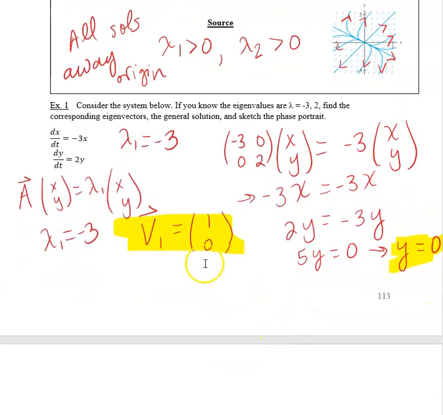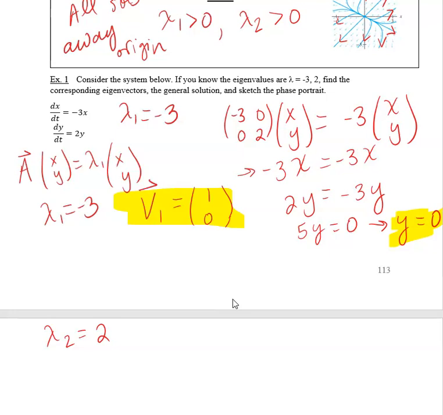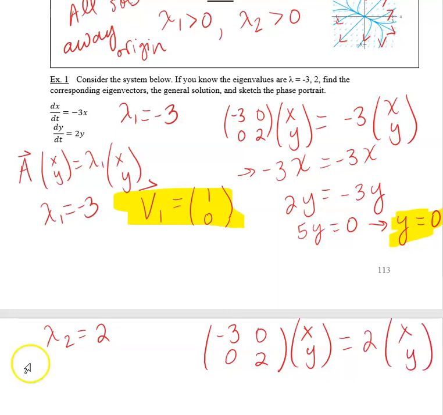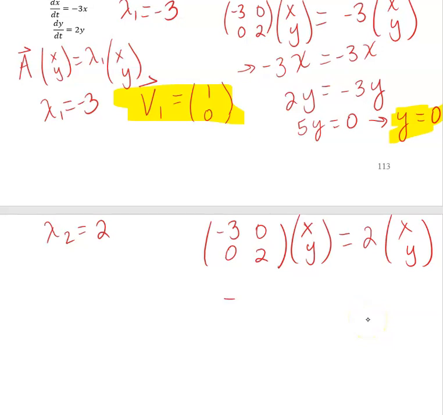All right, then let's take a look at 2 as the other lambda value. So when the second eigenvalue is 2, let me write that matrix out again: [-3, 0; 0, 2] times (x, y) is equal to, this time, 2 times (x, y). Expand that, and we're going to end up with -3x equals 2x. And if we use the other equation, it'd be 2y equals 2y. Again, that's the identity, so that doesn't really do much for us.